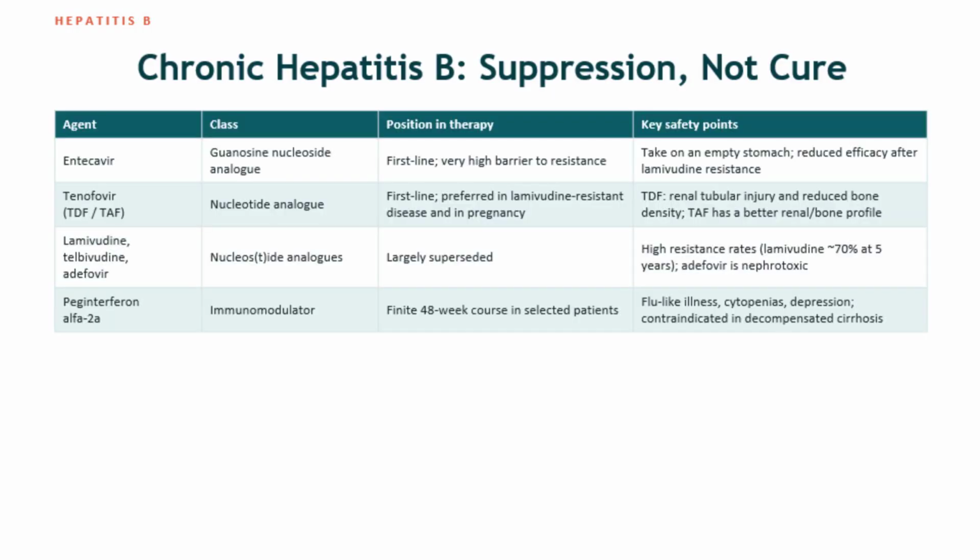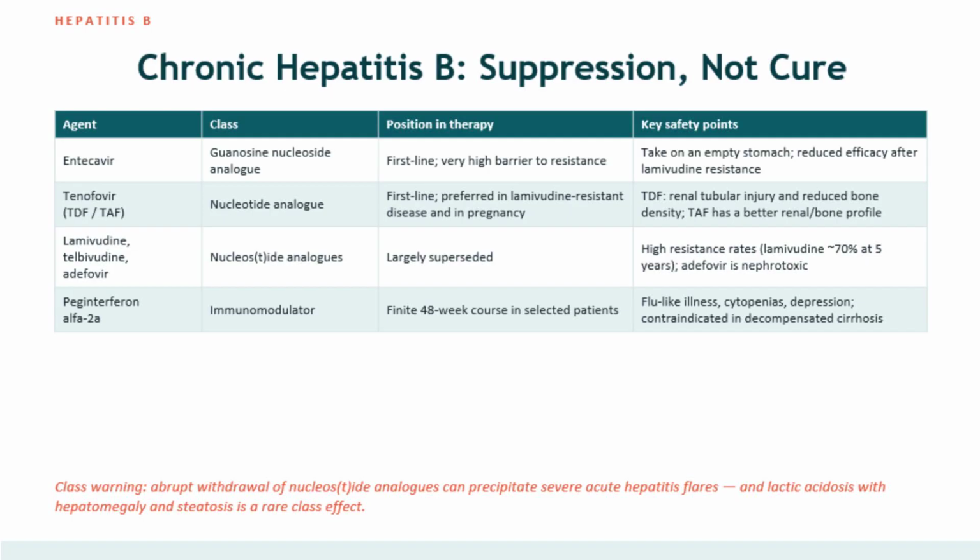For chronic hepatitis B, your first-line agents are entecavir and tenofovir. Why those two? Potency plus a very high barrier to resistance. Compare that with lamivudine, where roughly 70% of patients develop resistance by 5 years, which is why it's fallen out of favor. With tenofovir, know your formulations. The older TDF is associated with renal tubular injury and reduced bone density, while TAF delivers the same drug with a friendlier renal and bone profile.